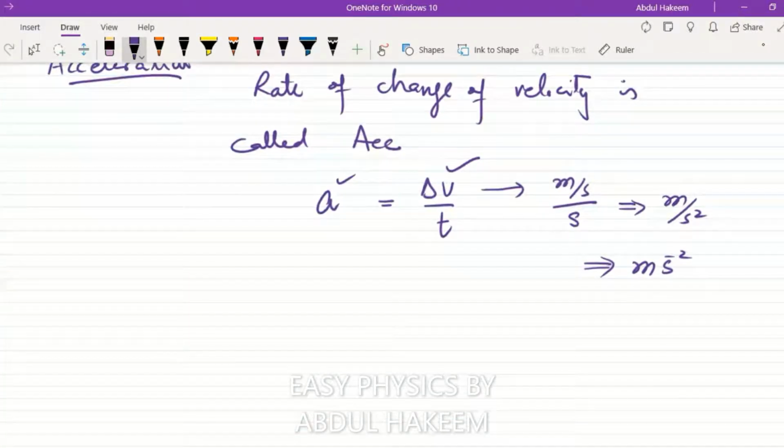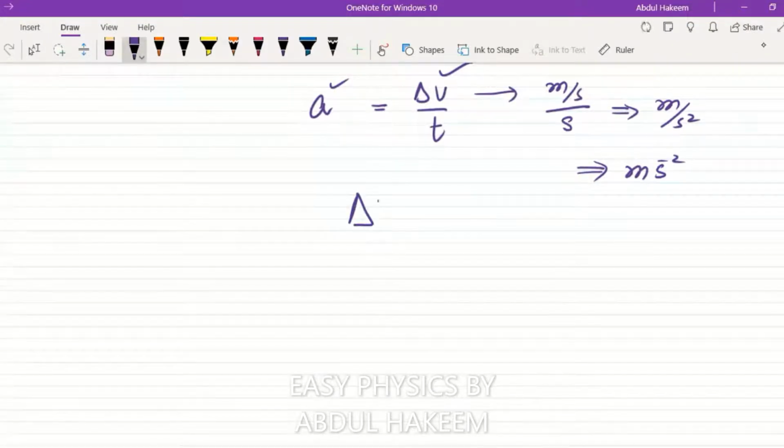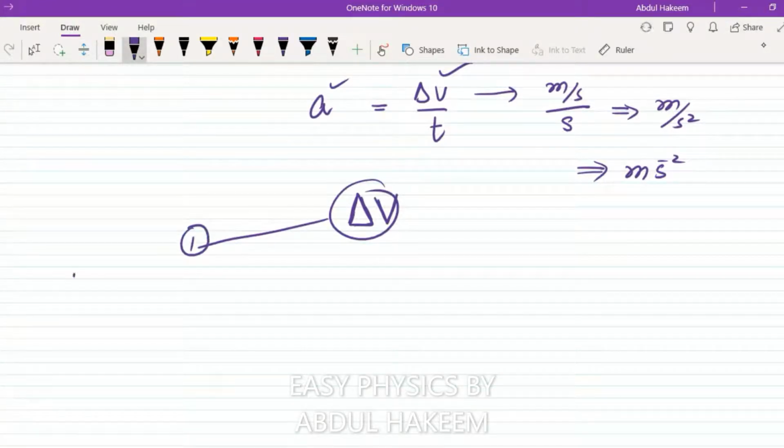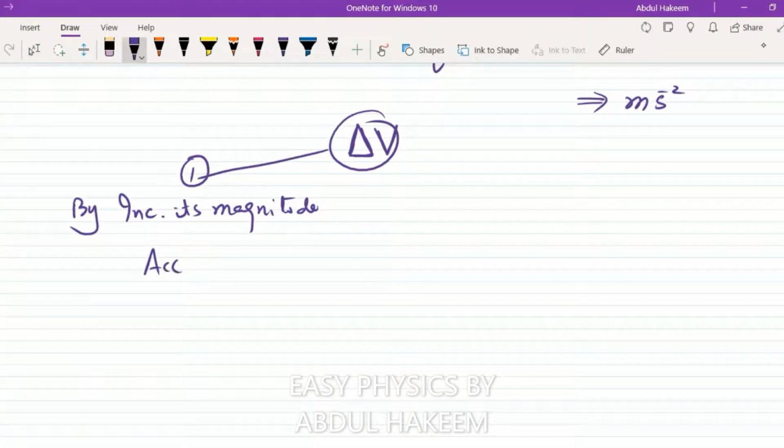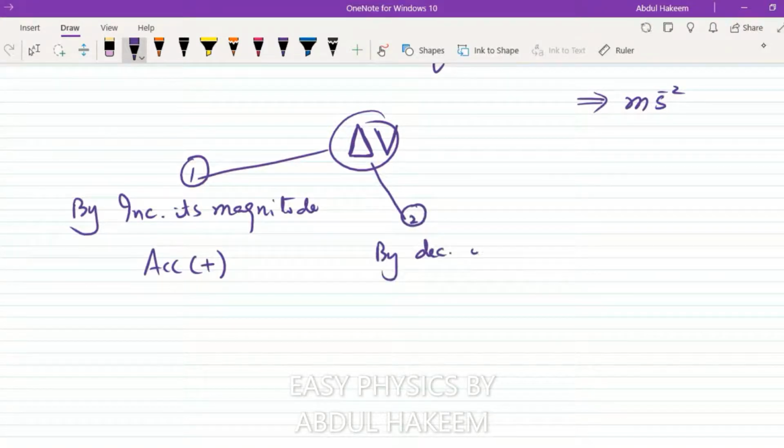Now, in our syllabus, there are three ways to change velocity. This is called delta v, meaning the change in the velocity. Number one, by increasing its magnitude. Meaning by increasing the size of the velocity, velocity is changing, then the acceleration is positive. This is the first way to change the velocity. And number two, by decreasing its magnitude. And here the acceleration will be negative.